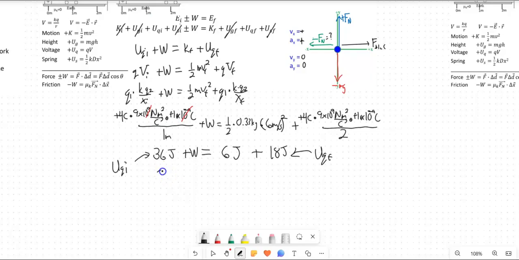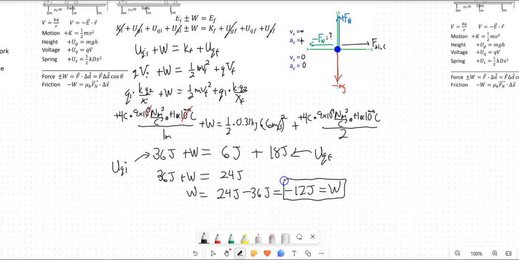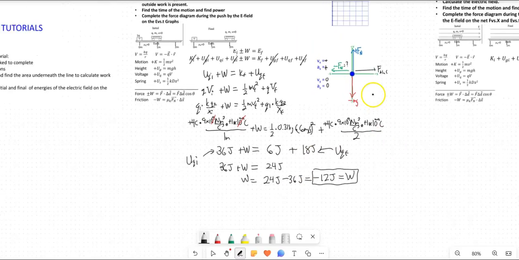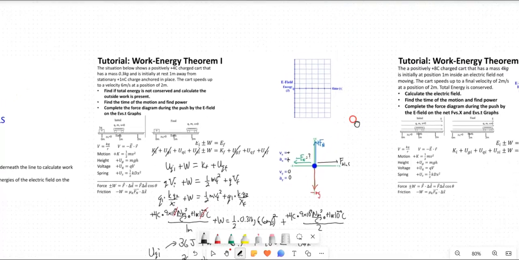So what we're going to have here is 36 joules plus work equals 24 joules. Now when we subtract that 36 onto the other side, it looks like we are going to get a loss of energy of 12 joules. And that is our work. So I would ask you to type that in. You'd have to type in negative 12. You're supposed to round your final answers to the whole number.